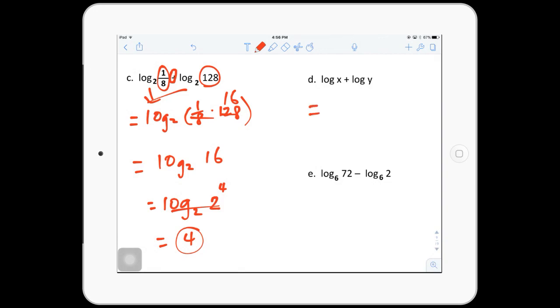Next, condensing the log of x plus log of y again. Adding means multiplying, so we're going to bring the logs together, and we're going to have x times y, and so it just simplifies into log of xy.